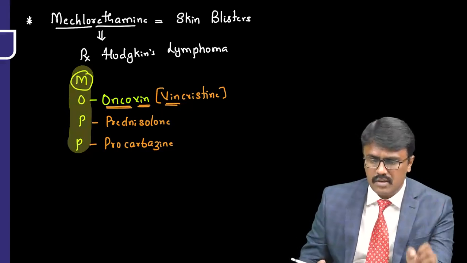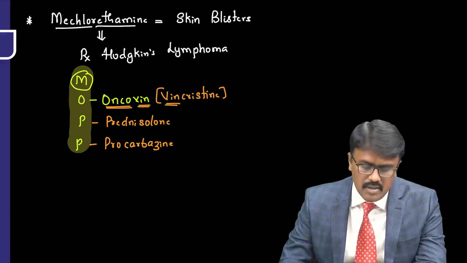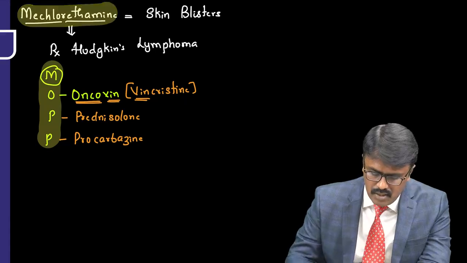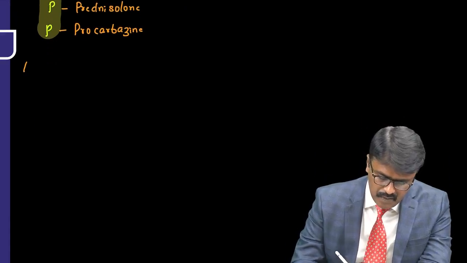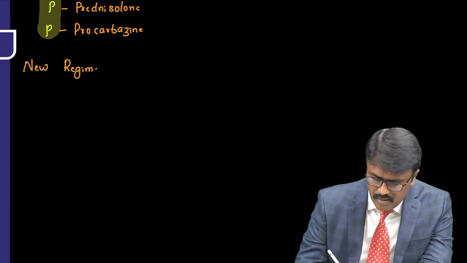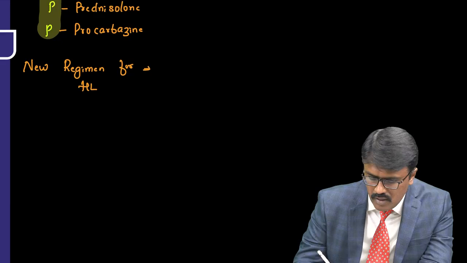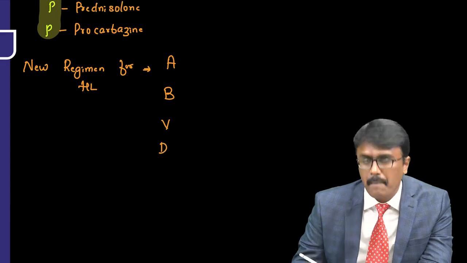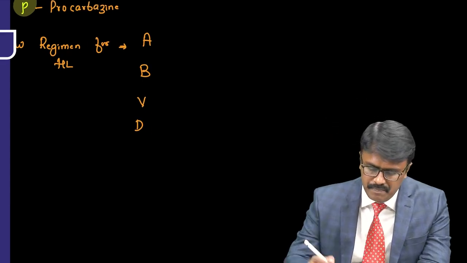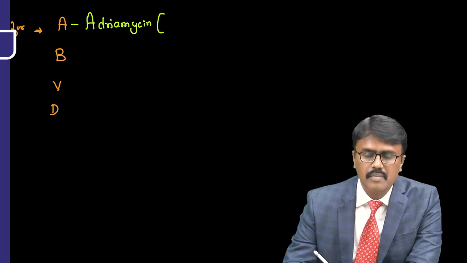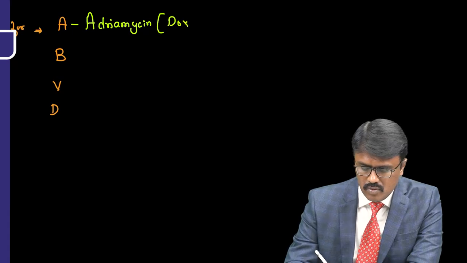So a single drug will not work. Nowadays this regimen is not used because mechlorethamine causes skin blisters. So we use a new regimen for this. What is the new regimen for Hodgkin's lymphoma? It is called the ABVD regimen. It is called ABVD. So A for adriamycin. Adriamycin is also called by another name, that is doxorubicin.